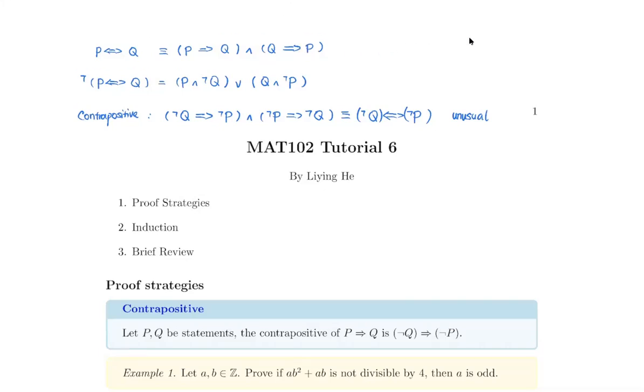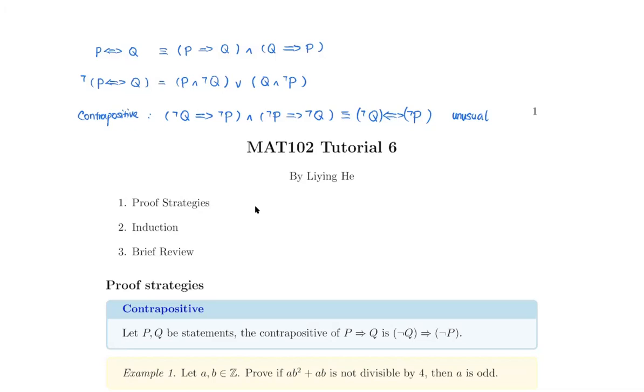When you do contrapositive, you also have to switch, did I switch it? No, I don't think I switched it. You don't need to. No, I did not switch that.